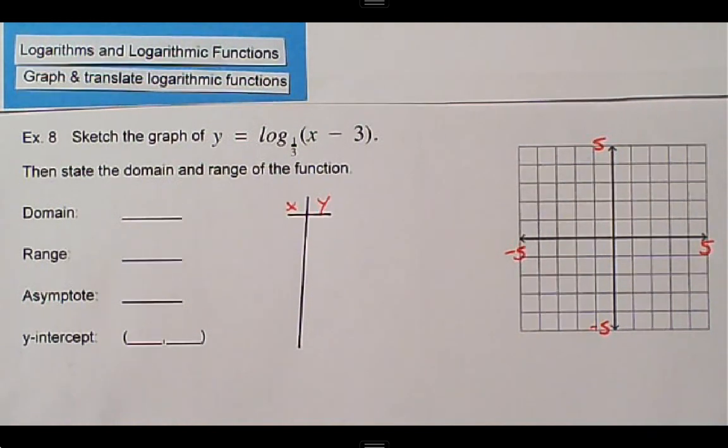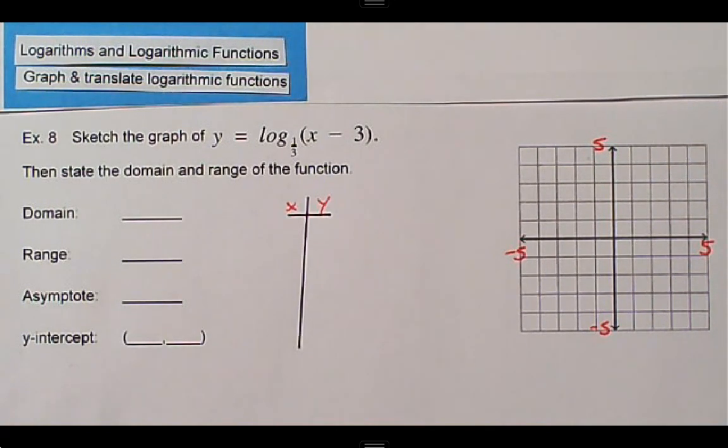We're talking about logarithms and logarithmic functions, and we want to graph and translate logarithmic functions. Sketch the graph of y equals log base 1/3 of the quantity x minus 3, then state the domain and range of the function.